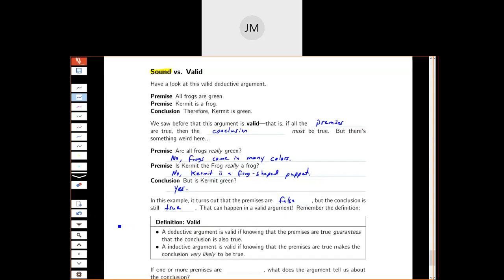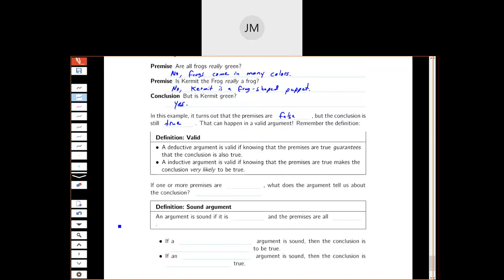In a valid argument, the idea is that if I know that the premises are true, that guarantees the conclusion is true. If the premises turn out to be false, that doesn't tell me that the conclusion is false. It could go either way. If an argument is valid and I have true premises, I know for sure that the conclusion is true. If one or more of my premises is false, I might have a false conclusion or a true conclusion. I don't know ahead of time.